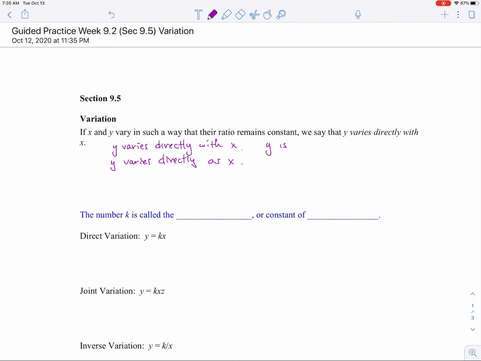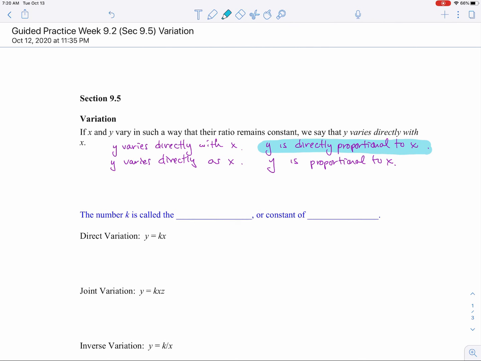Y is directly proportional to x. That one is actually my favorite in this section. And then just y is proportional to x. And so this one tends to be my go-to personally in this section, because of the way that I translate word problems directly into symbols, which we'll talk about in the upcoming examples.